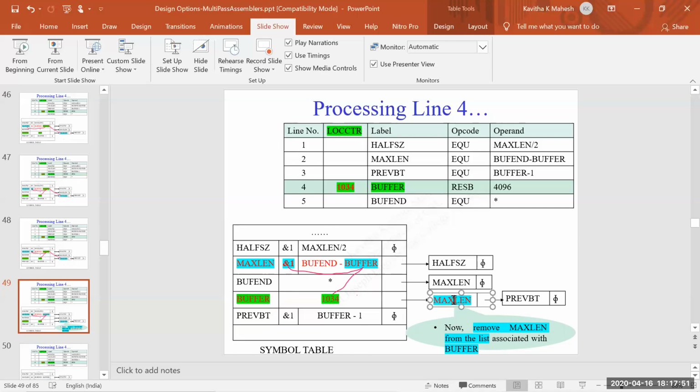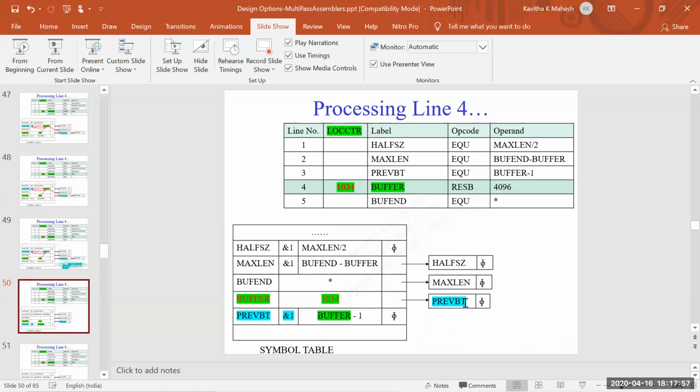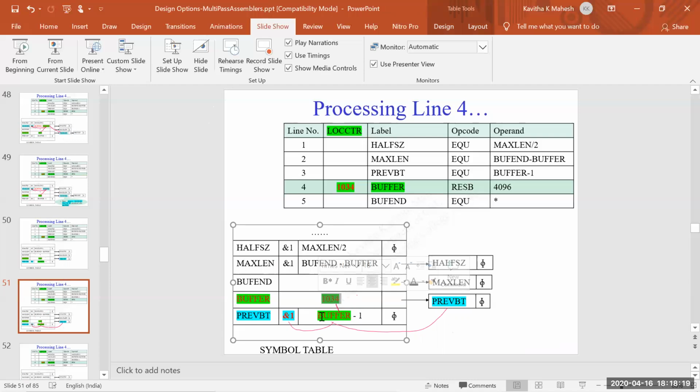The first symbol that we have evaluated is max len. So you need to eliminate this. So I have eliminated max len now. Now only symbol that is dependent on buffer is previous byte. Right? Previous byte is another symbol that is dependent on buffer. So previous byte is given by the expression buffer minus 1. So we can use the value of buffer. Buffer is 1034 and you can calculate the value for previous byte.